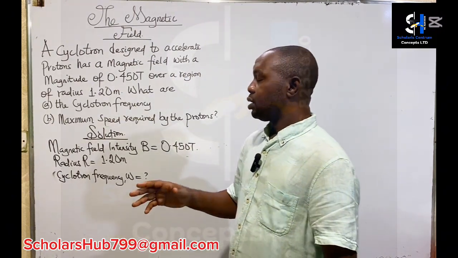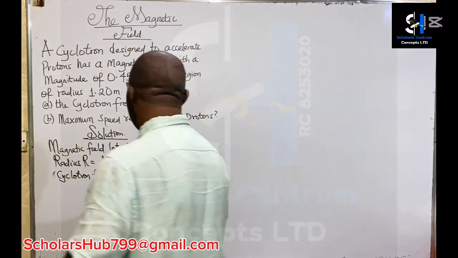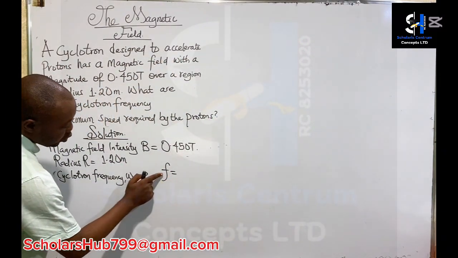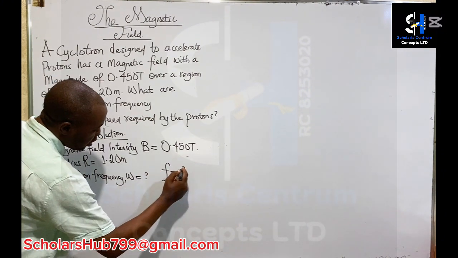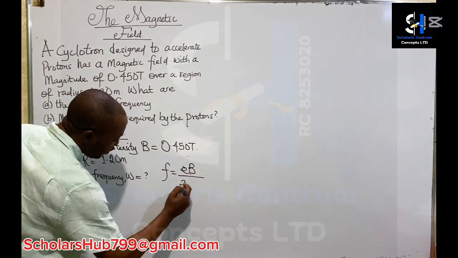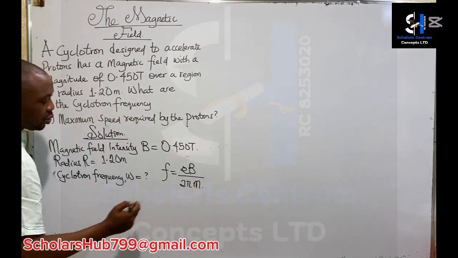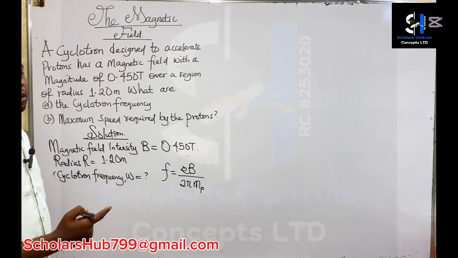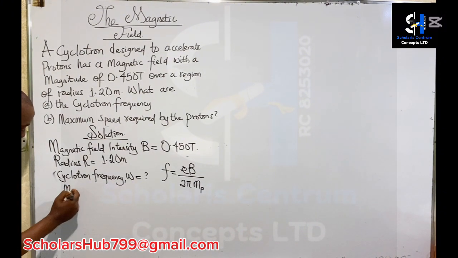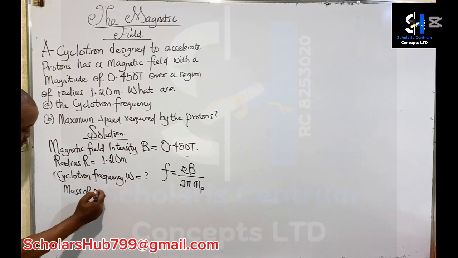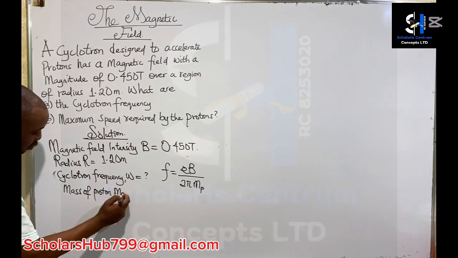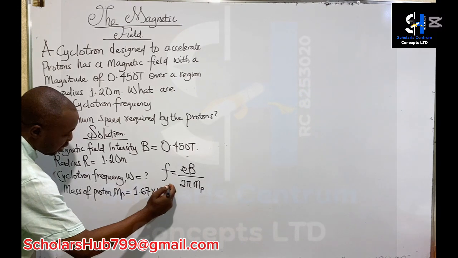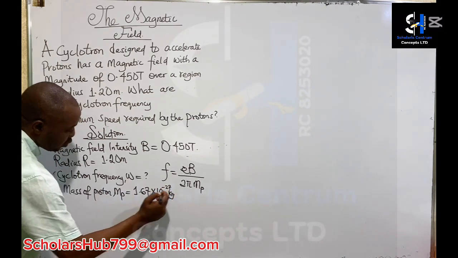Now we know that for the linear frequency we have f equals eB all over 2 pi m, where m in this case is the mass of the proton. Now what is the mass of proton? The mass of proton is 1.67 times 10 raised to the power of negative 27 kilograms.